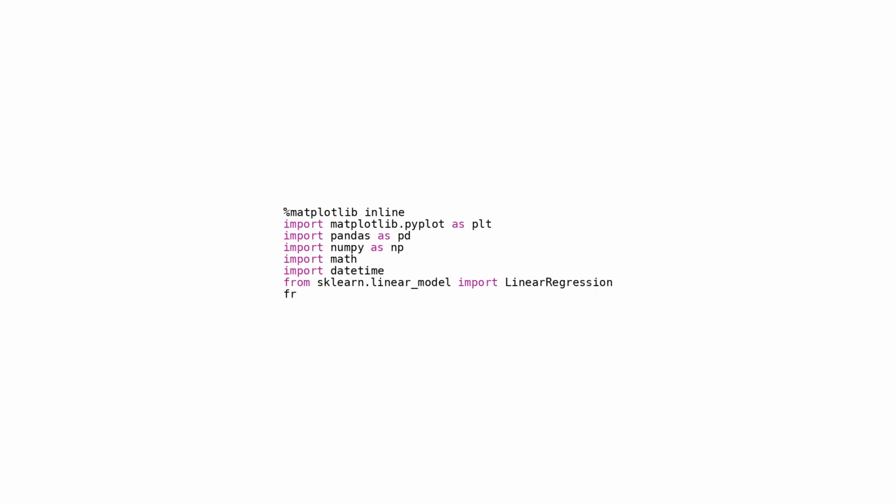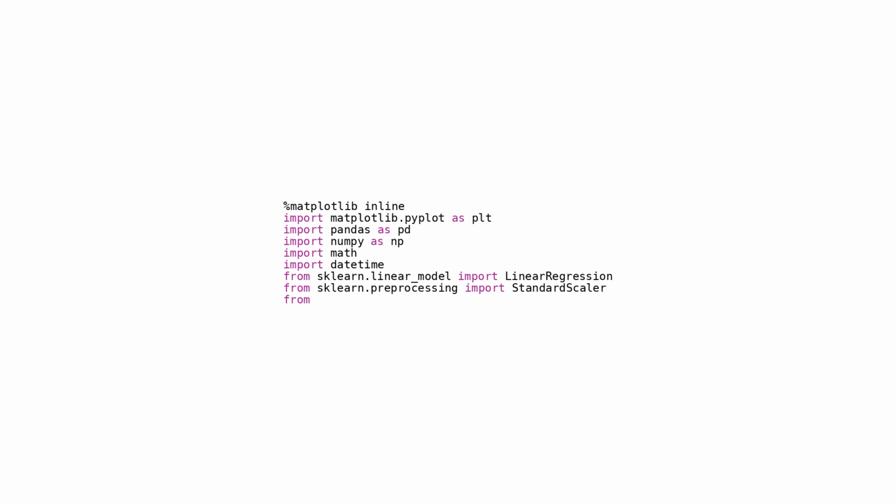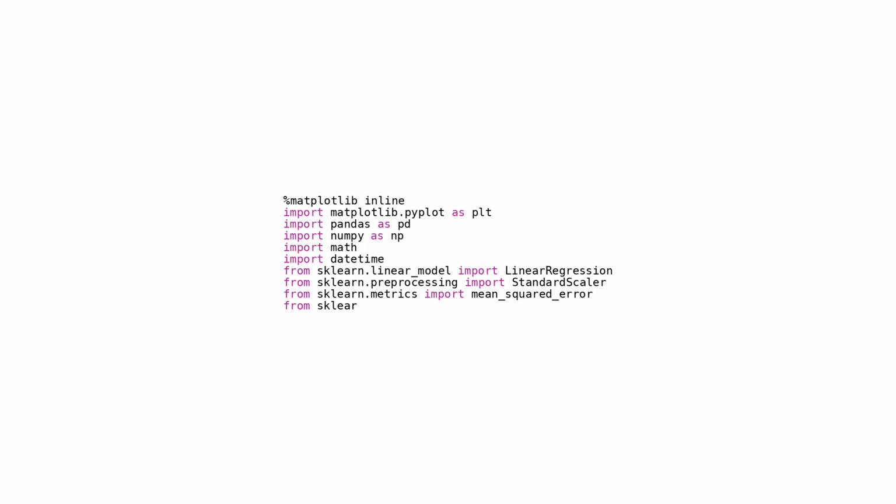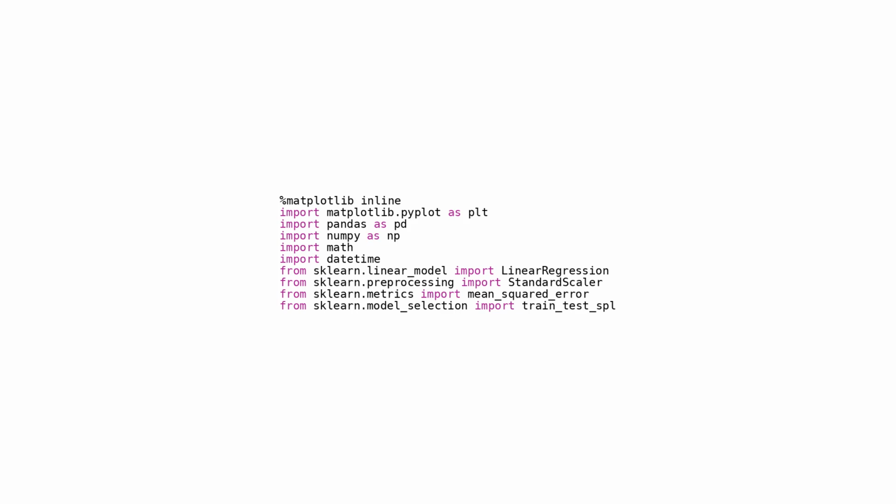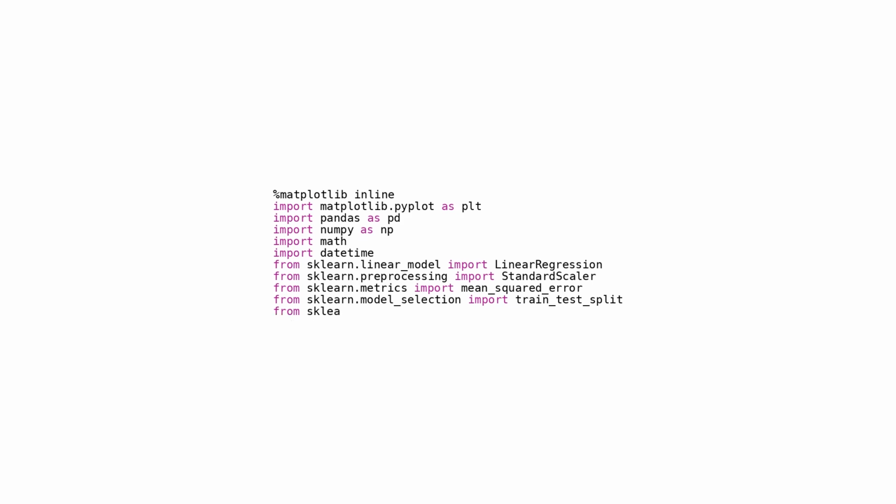4. Math. This library provides various mathematical functions. 5. Datetime. A module for working with dates and times. 6. LinearRegression from Sklearn. Linear model used for fitting linear models to the data. 7. StandardScaler from Sklearn. Preprocessing used to standardize features by removing the mean and scaling to unit variance. 8. Mean squared error from Sklearn. Metrics utilized to assess model performance by calculating the mean squared error.